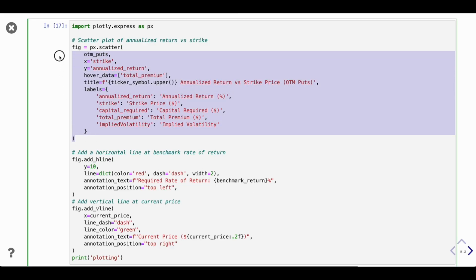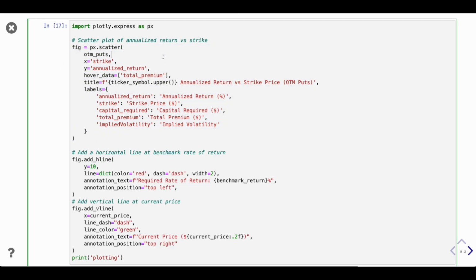So first here at the beginning, we're going to create a scatter plot where on the x-axis will be the strike prices and on the y-axis will be the annualized return. Then we're going to add a horizontal line for our benchmark rate of return. So in this case, we're saying we want to beat a benchmark of 10%. And then also I'm going to add a vertical line at the current stock price. So this will help us distinguish between in the money and out of the money options.